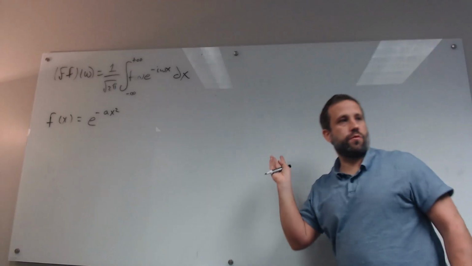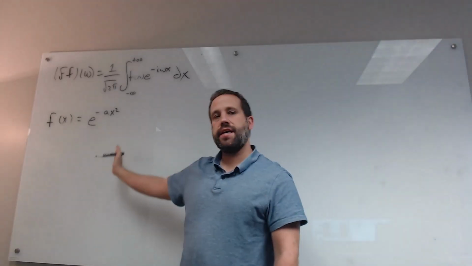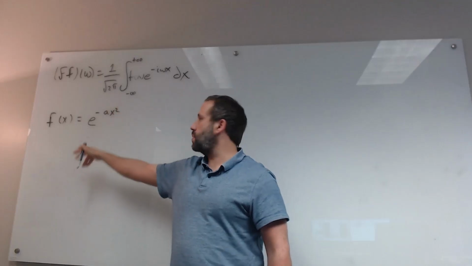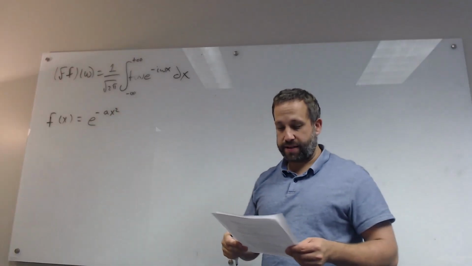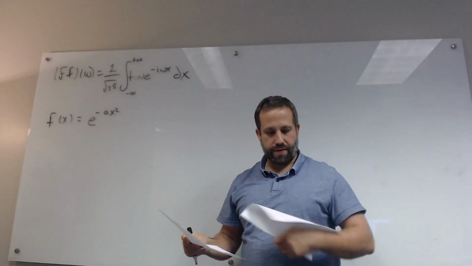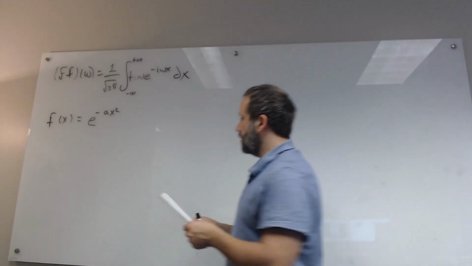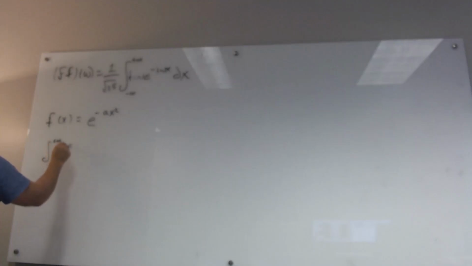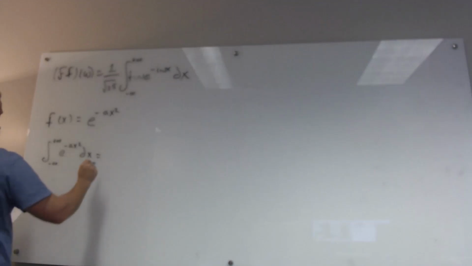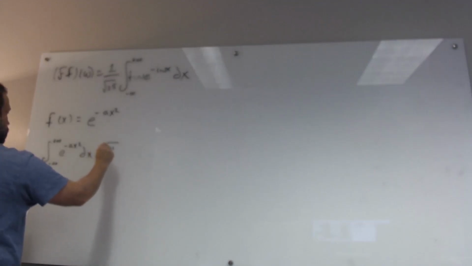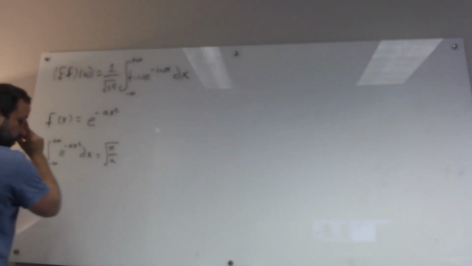If you're familiar with probability, this is not quite a Gaussian because it needs to be normalized by something to make its integral equal to 1. But we will look at that in just a minute. Let me just write down this fact here. The integral of e to the minus ax squared dx from minus infinity to positive infinity is equal to the square root of pi over a.